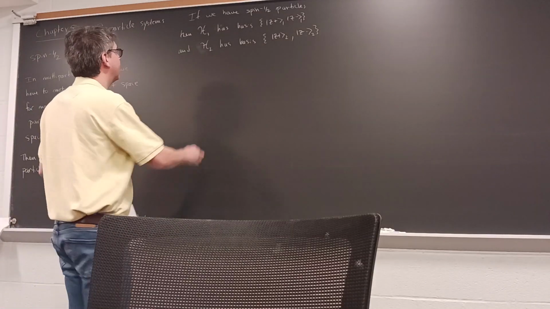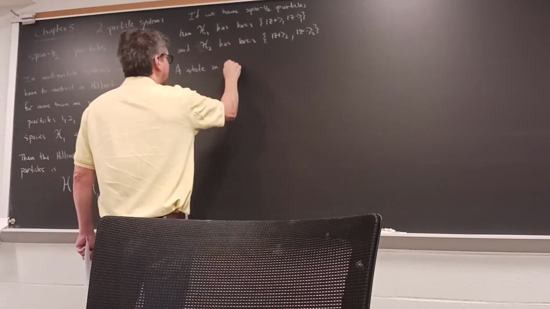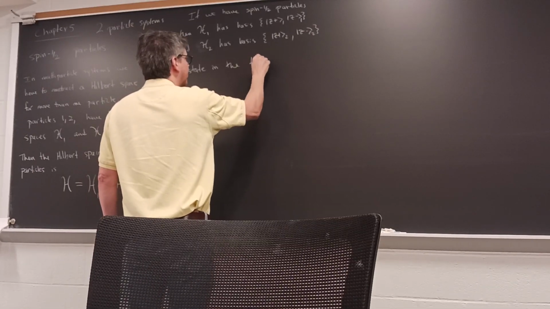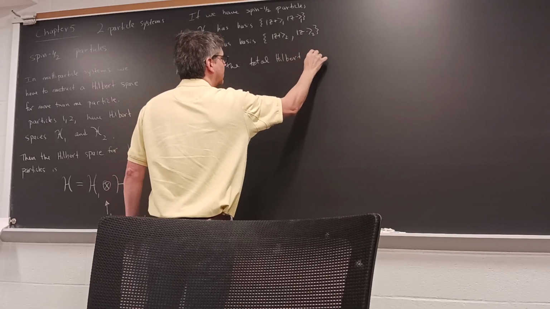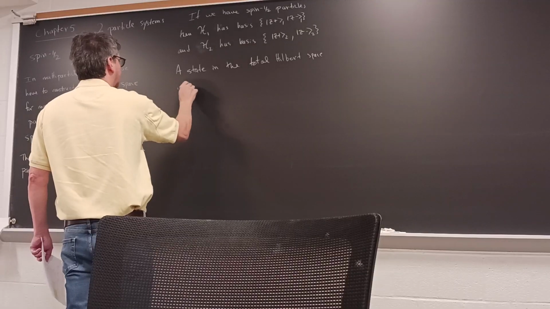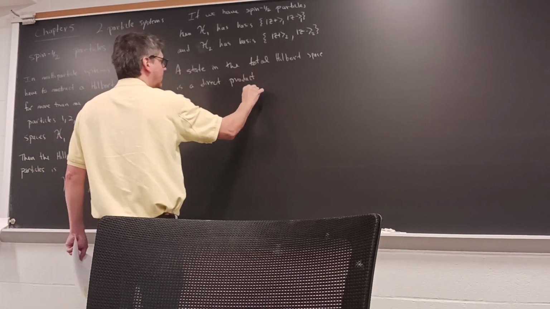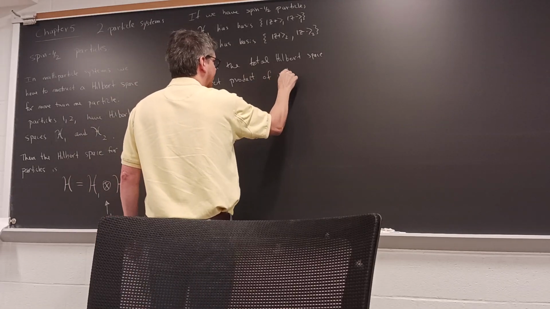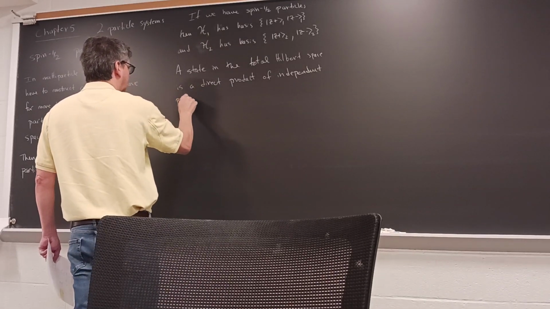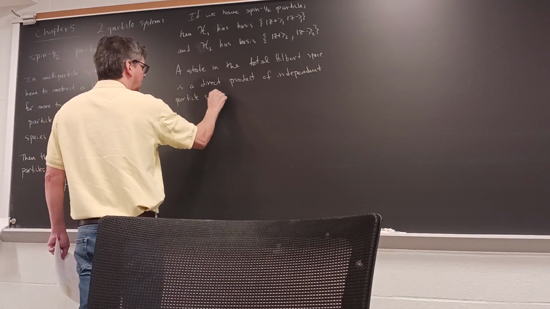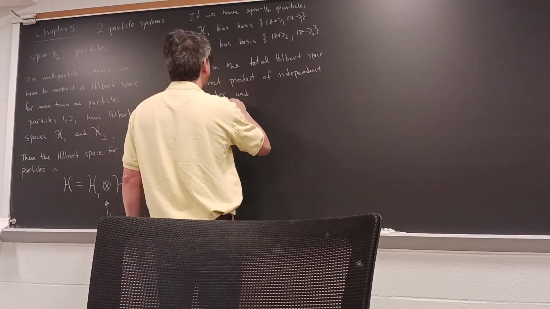So a state in the total Hilbert space is a direct product of the independent particle states, and it can also be linear combinations of those states.